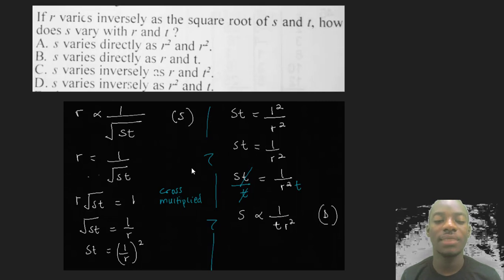Okay, and that makes the answer D, because this symbol is actually not even direct proportion, it is inverse, because you can see 1 over. 1 over means inverse. There it is: s varies inversely as t and r squared. So it will become s varies inversely as r squared and t. That is, D is the correct answer.